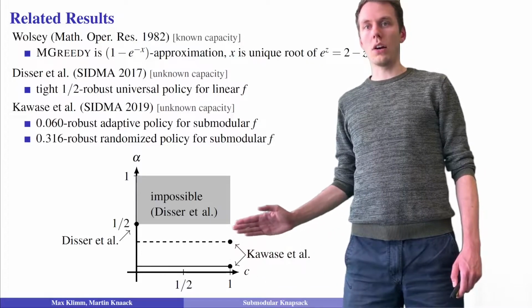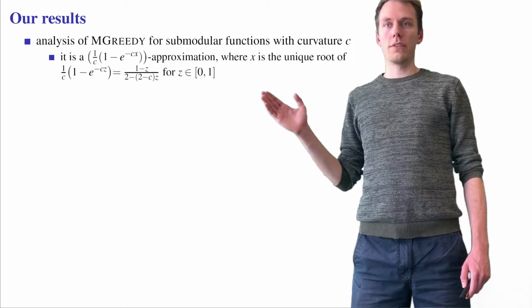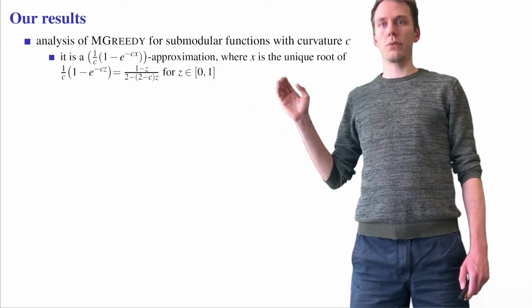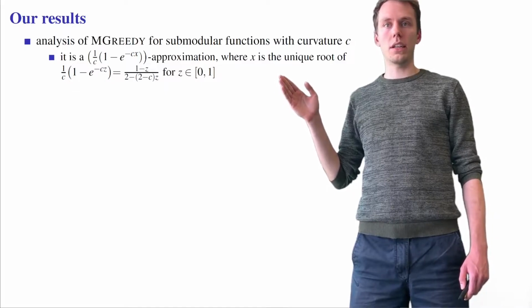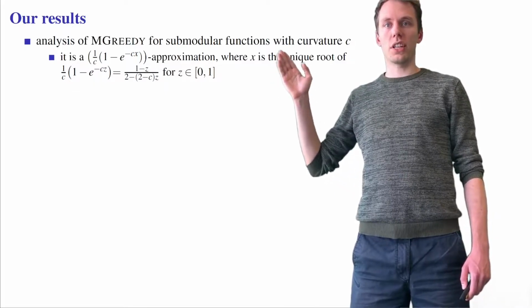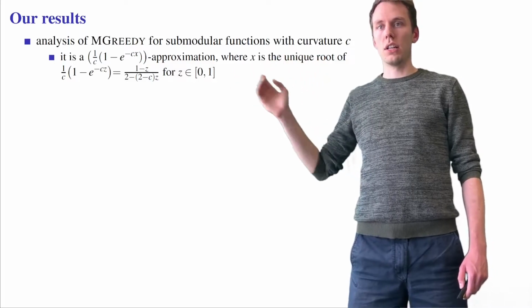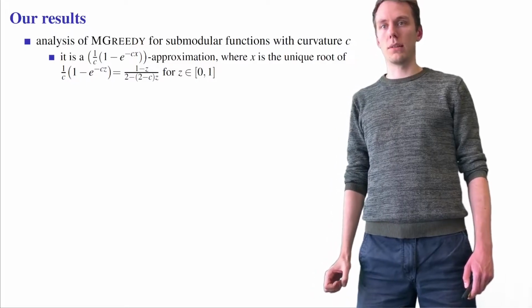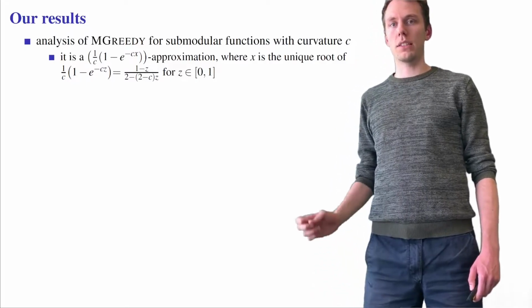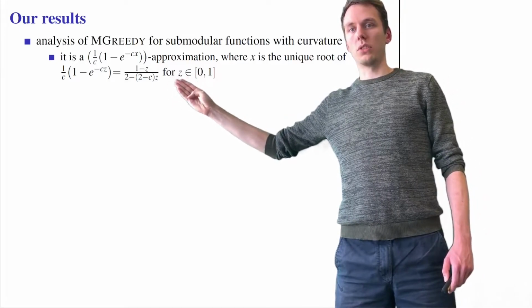So how do our results compare to these? First of all, we give an analysis for the modified greedy algorithm. I will show you the greedy algorithm on the next slide. We look at it for submodular functions and generalize to the curvature c. And what we obtain is a 1 over c times 1 minus e to the power of minus c times x approximation, where x is the unique root of this equation for values between 0 and 1.